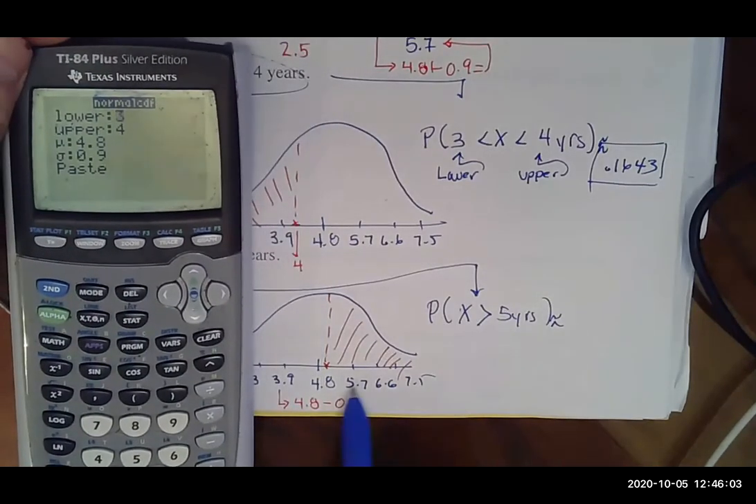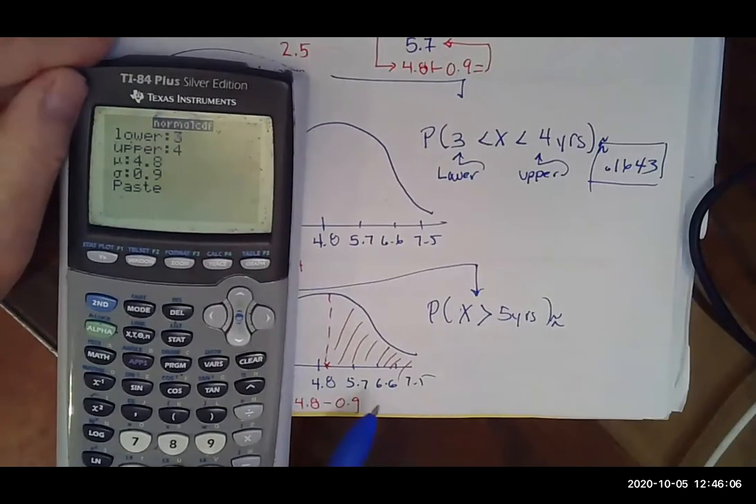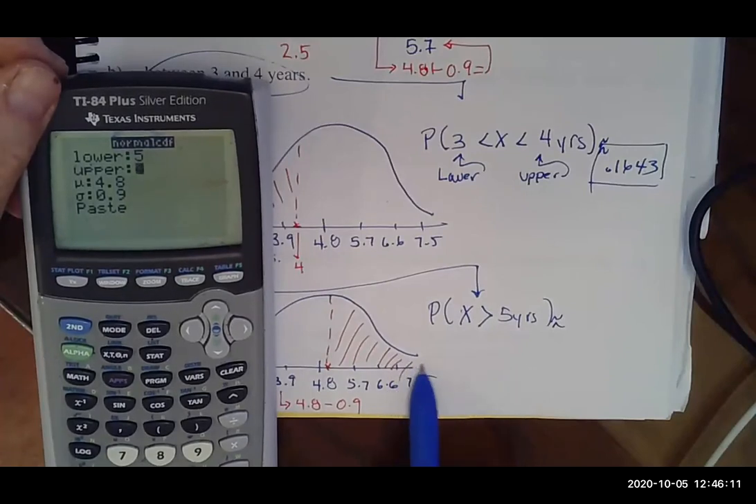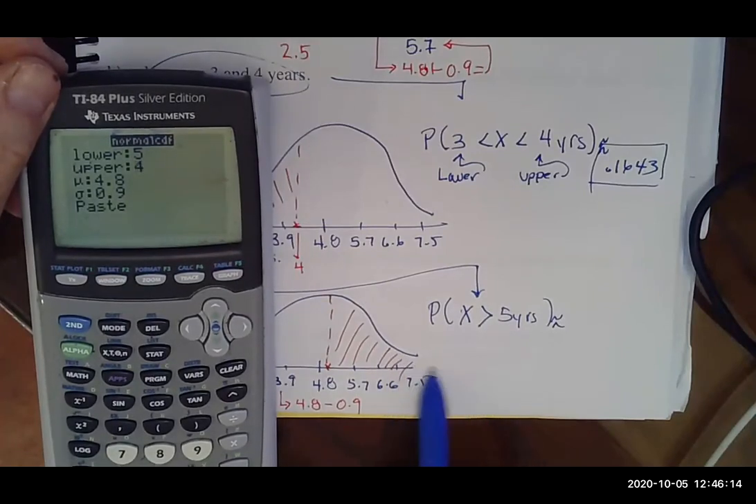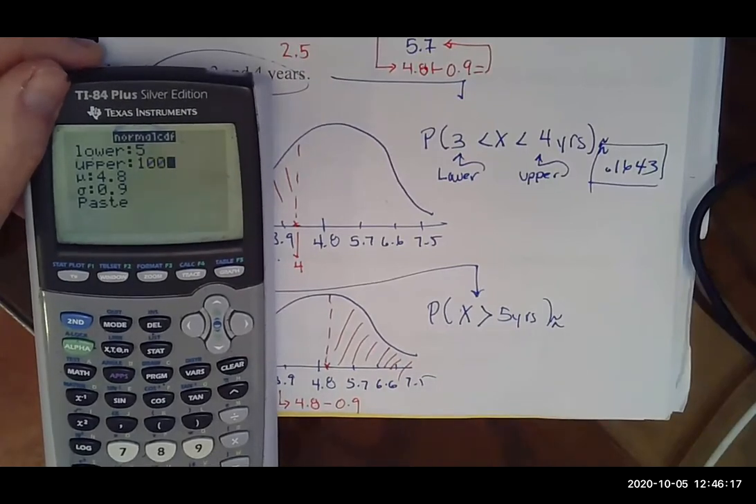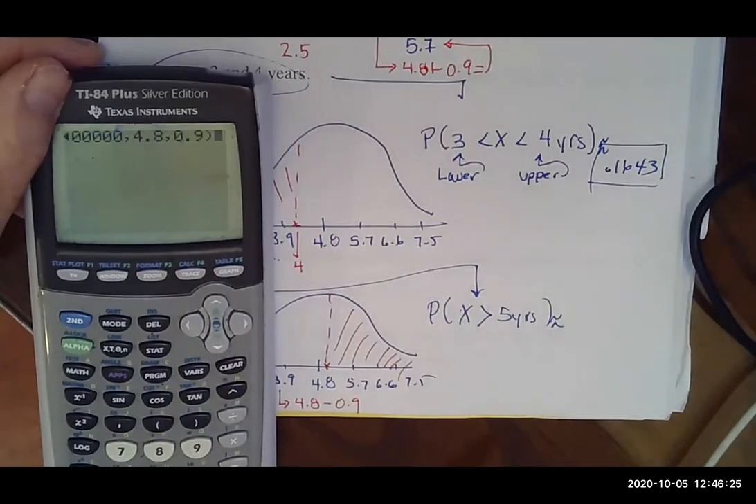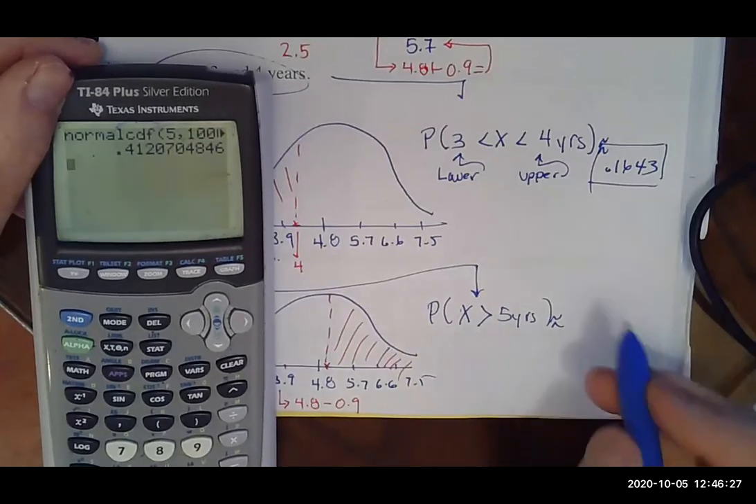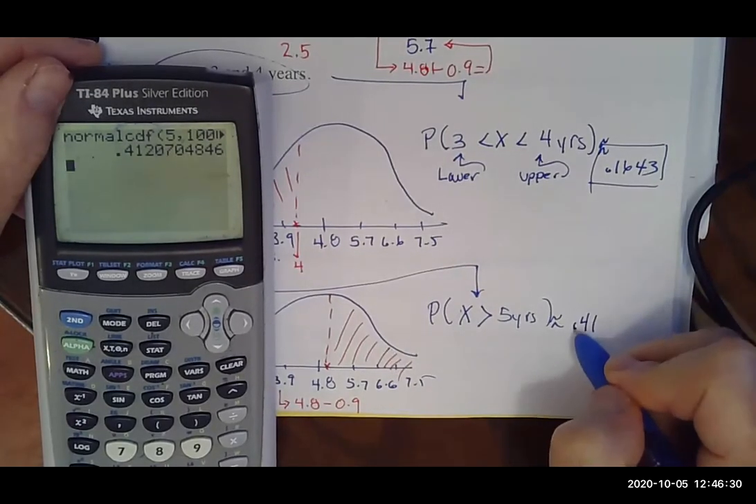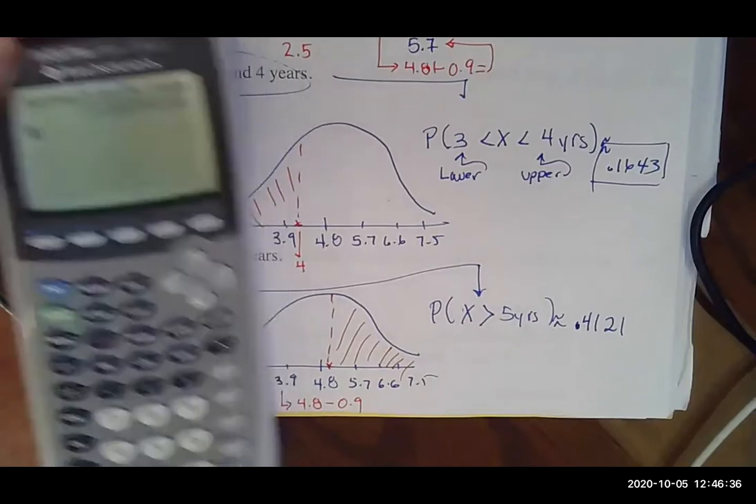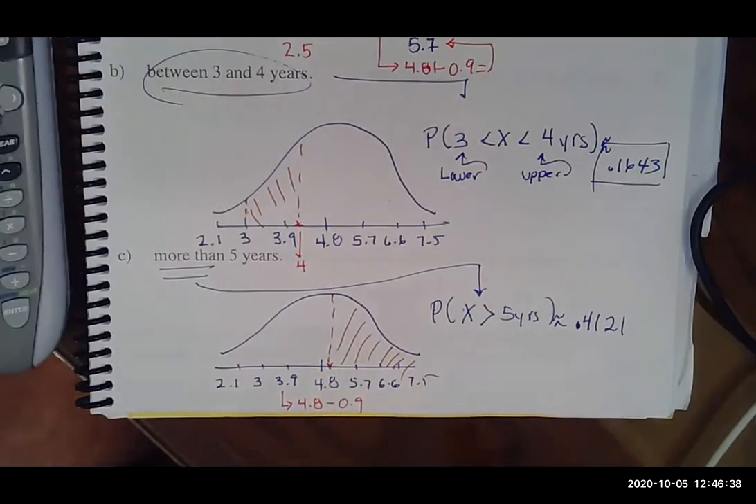Okay, now the lower is right here at 5. So I go up at 5. The upper is anything that's to the right, way over here. Anything to the right, like 100 or 1,000 or 100,000. Hey, how about 100,000? Sure. And then everything else is the same. It's the same problem. So it's about 0.4121, less than 50%. So, yeah, okay, kind of makes sense that it would be that possible number.